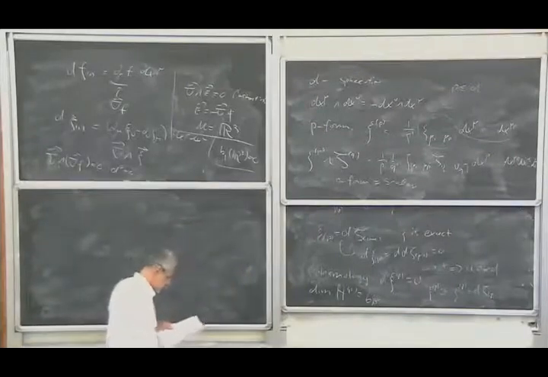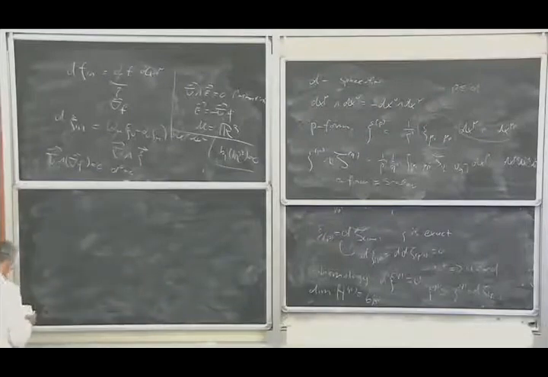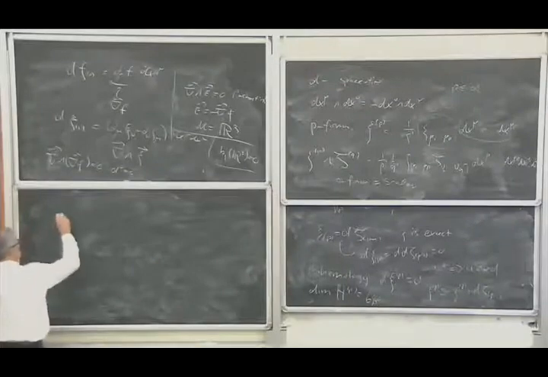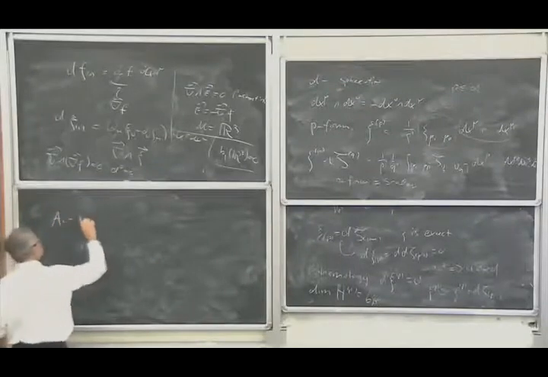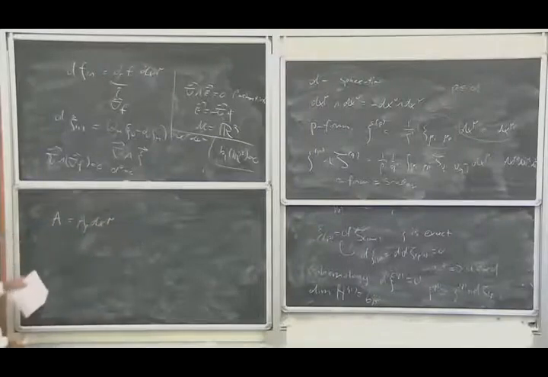Let's see what's that example here. Yeah, another example from classical electrodynamics. Okay, so let A be a one form, A mu dx mu. So that's some abelian gauge theory like electrodynamics.